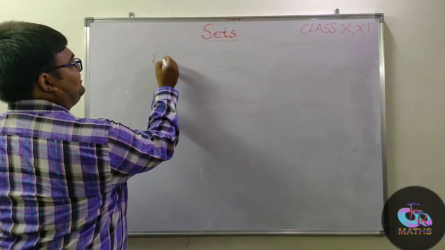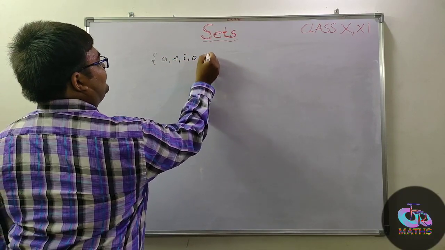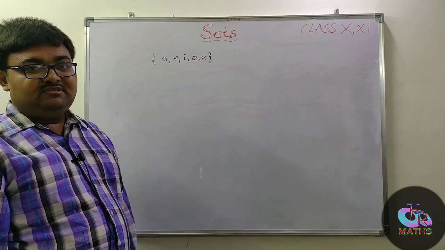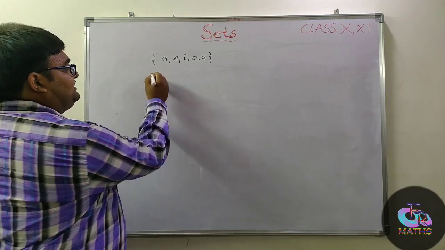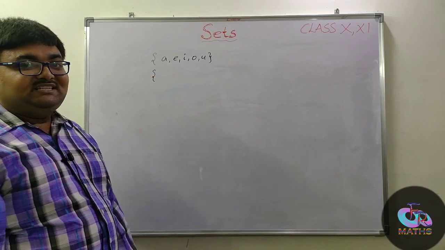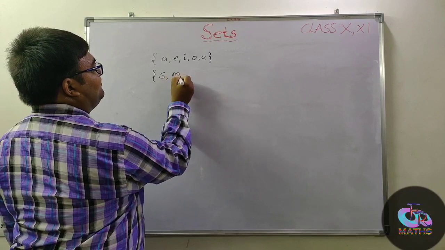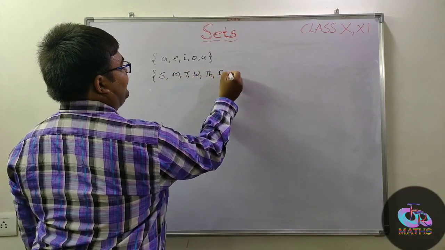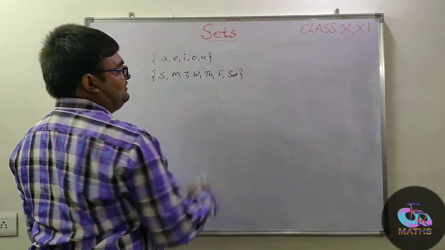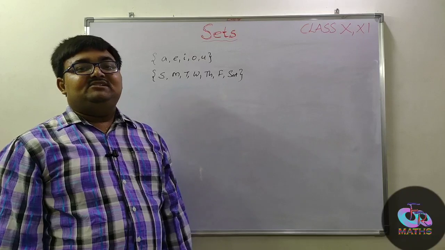So set of vowels are nothing but A, E, I, O, U. So this is nothing but the set of vowels. The same way, if you want to represent the set of days in a week, then you can write it as Sunday, Monday, Tuesday, Wednesday, Thursday, Friday, Saturday. So these are some of the examples of sets.